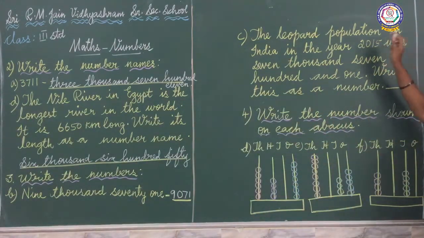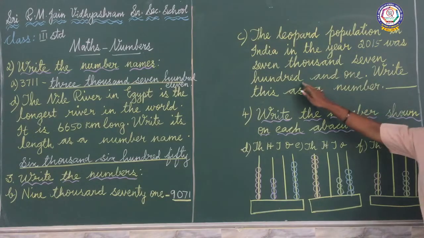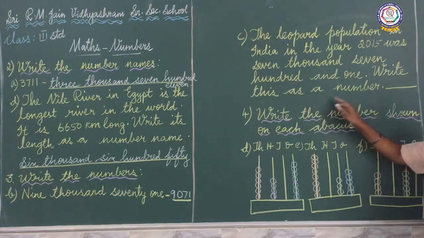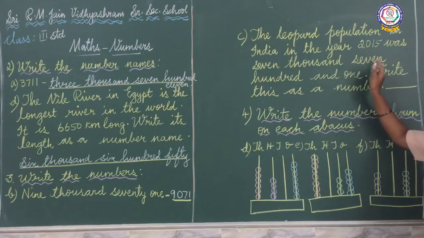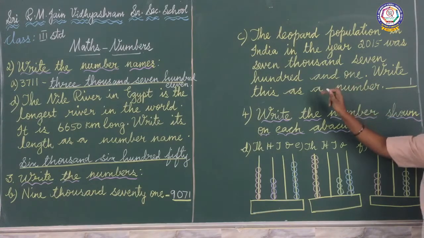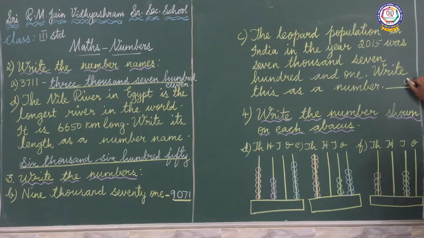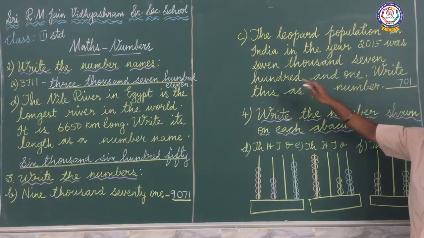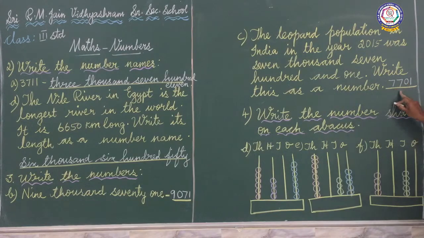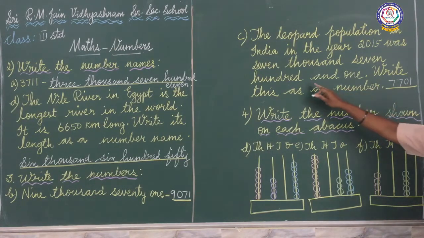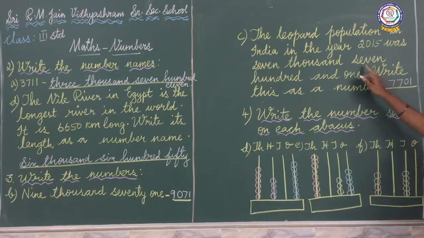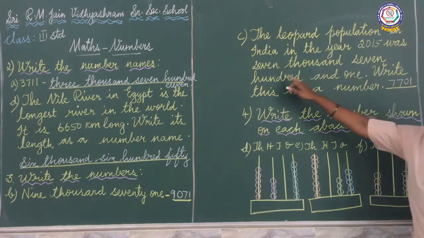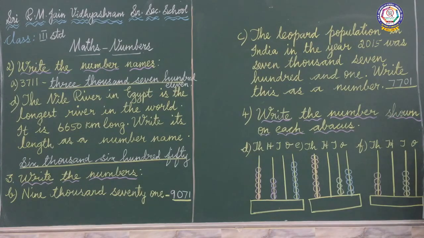Next, the leopard population. The leopard population in India in the year 2015 was 7701. Write this as a number. 7701. Ones place they have given 1, but tens place they didn't give any number, so you write 0. Then hundreds place 7, then 7000. So in thousands place you write 7.